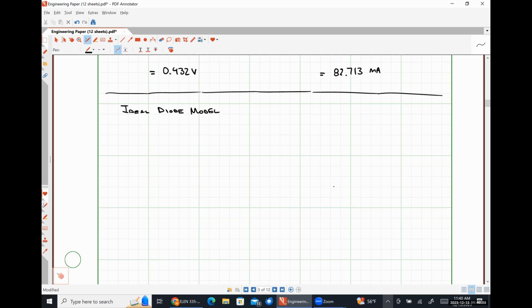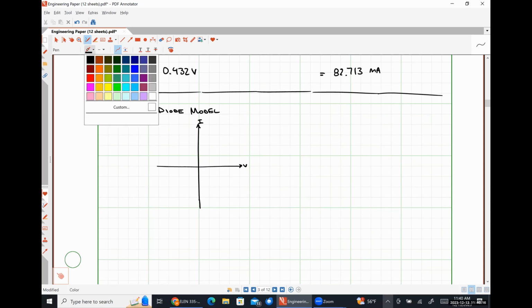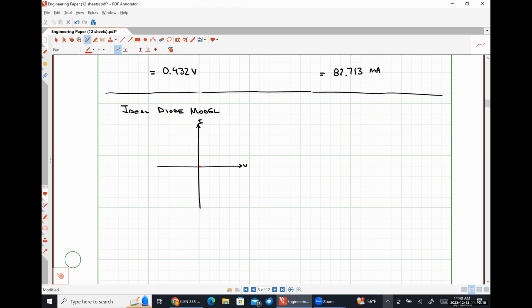So in a conventional or in the exponential diode model, our current voltage relationship looks something like this. Where under forward bias conditions, our current exponentially increases as our voltage increases, right? So this is the exponential diode model.